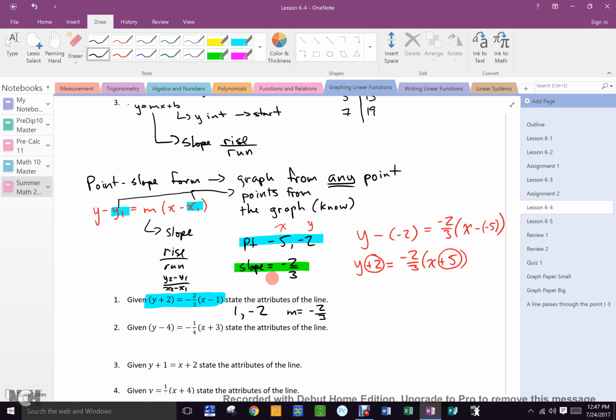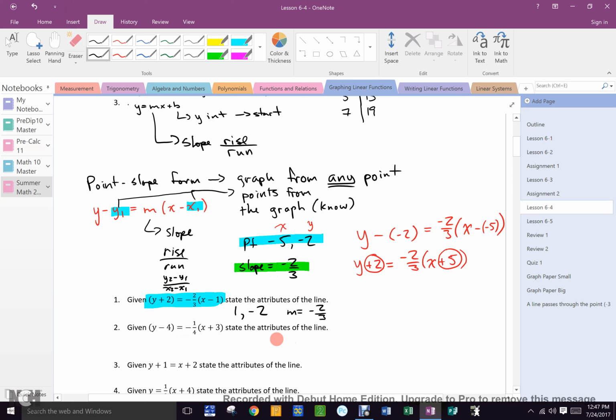Where do I put my dot to start graphing this? Which point? At 1, negative 2. And then where do I go? Up to which over? If I go up, I got to go left. If I go down, I got to go right. See? Everybody knew the answer.